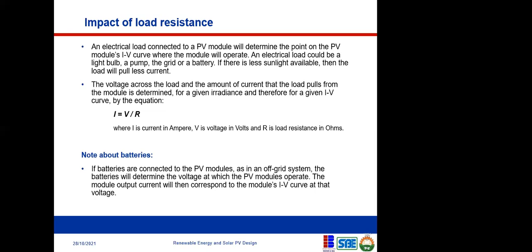So, a note about batteries. If batteries are connected to PV modules, as in an off-grid system, the batteries will determine the voltage at which the PV modules operate. The module's output current will then correspond to the module's IV curve at that voltage. Now, what this is trying to say in essence is that the load that you give to the PV module will actually determine the voltage at which that PV module will operate along the IV curve.